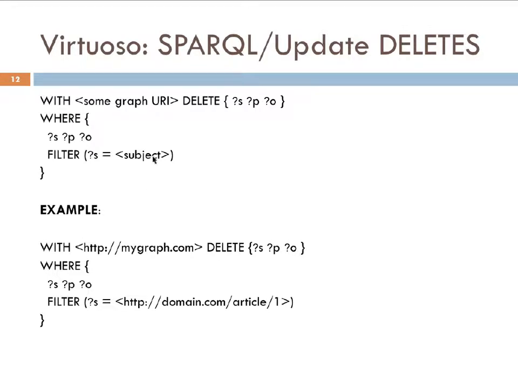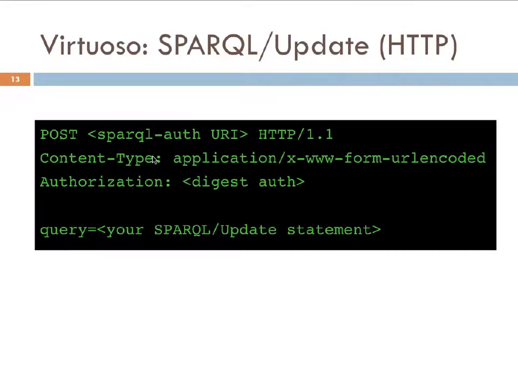And so I was off and running, and I just needed to figure out, well, how does this work machine to machine? Like, how can I do this over HTTP? So with a little struggling, I realized that I could post to that SPARQL-off URI, and just made sure that I set the correct content type header and handle the digest auth and make sure I set my authorization header. And then the data is really just the query equals your SPARQL update statement.